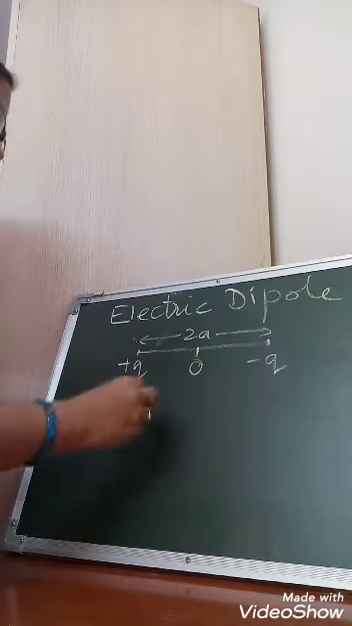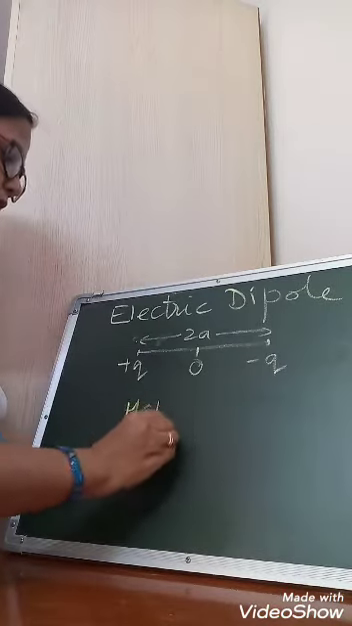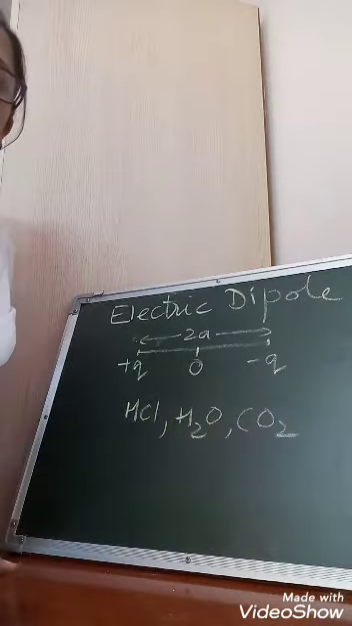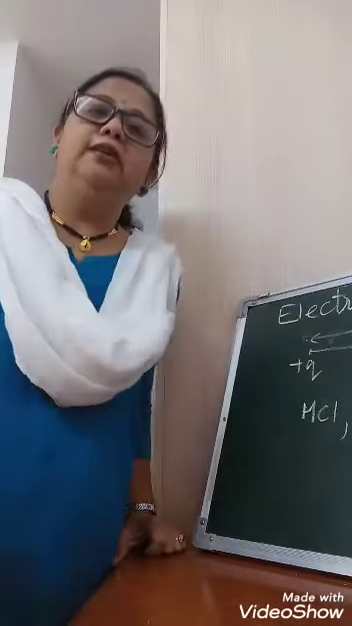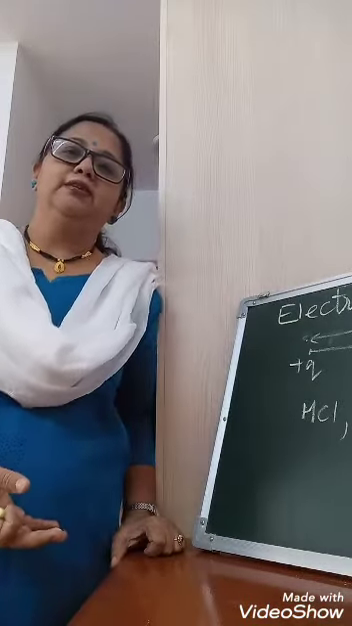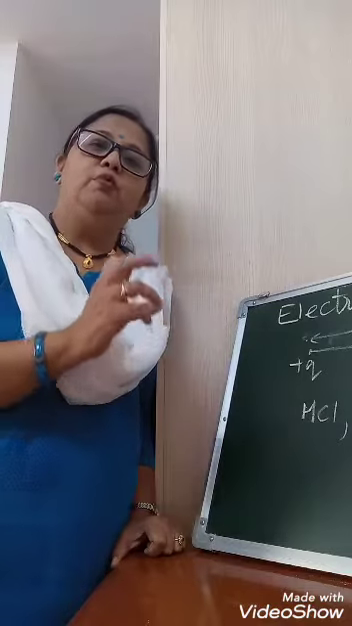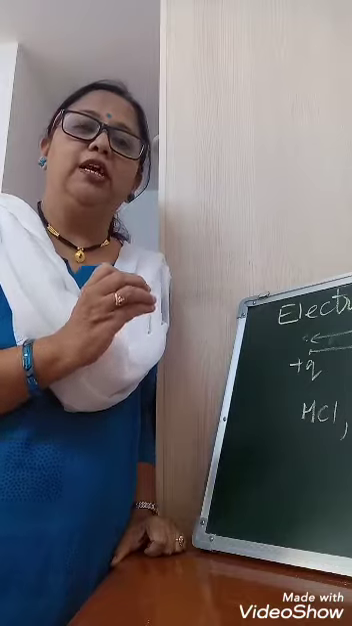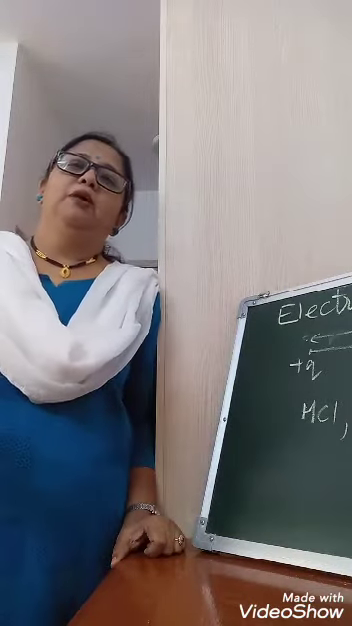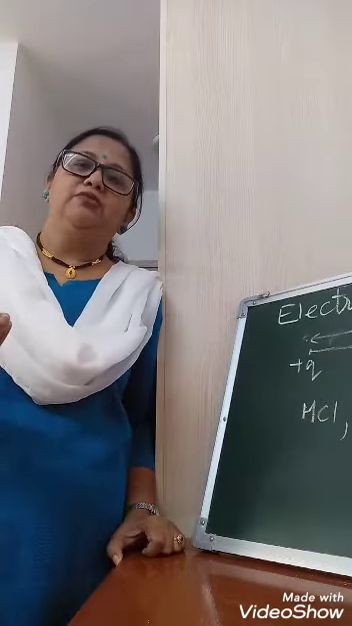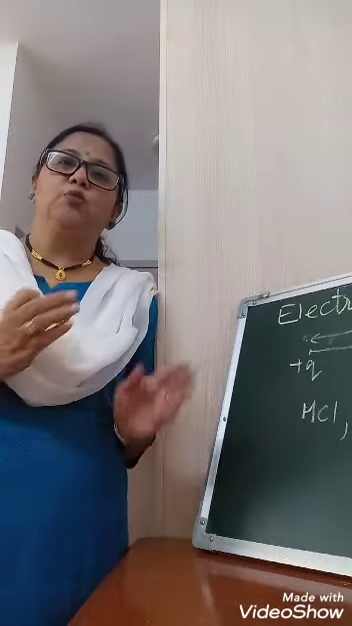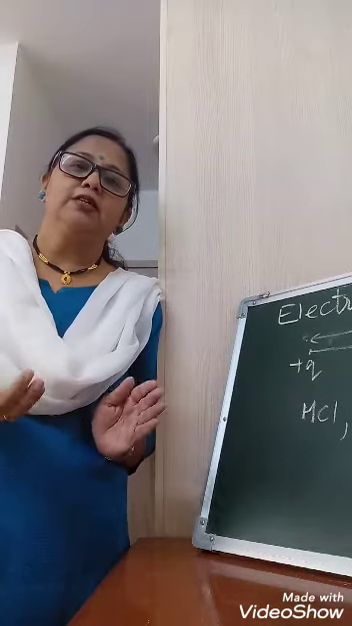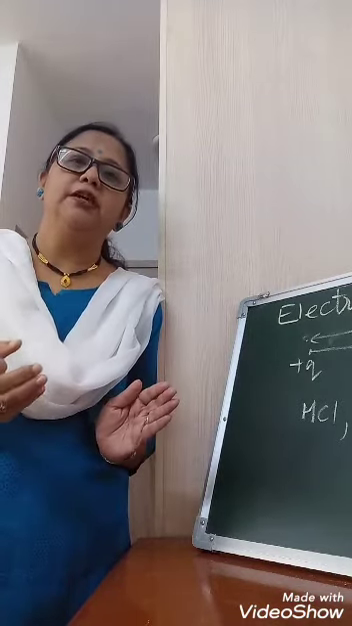Now examples of electric dipole are HCl, H2O, CO2. Such molecules are naturally occurring electric dipoles. That is, they have equal positive and negative charge. Positive charge can be, say, 10 microcoulomb, then the negative charge will be minus 10 microcoulomb. So plus 10 and minus 10, equal but having opposite signs. Such a system is called a dipole.